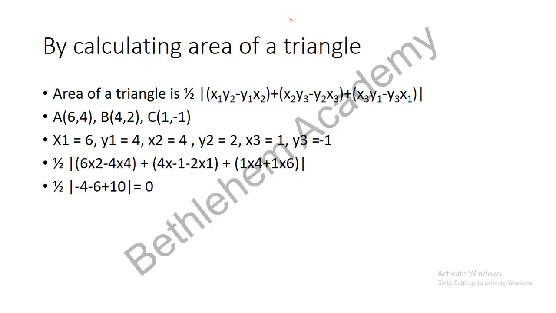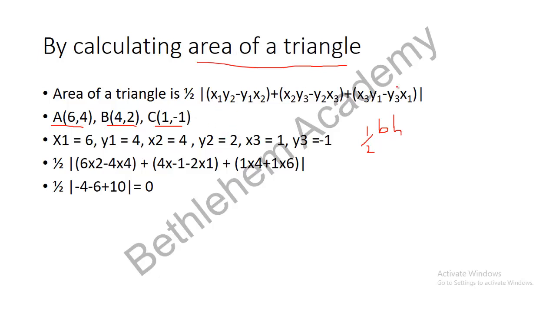The next method is calculating the area of the triangle. The formula for calculating the area of the triangle we all know is half base times height, provided we are given the base and height of a triangle. But there are times when we are given only the vertices. When the vertices are given, how can we calculate the area of the triangle? We have a formula for that: half times the modulus of x1(y2 minus y3) plus x2(y3 minus y1) plus x3(y1 minus y2). This is the formula to calculate the area of the triangle when 3 vertices are given.